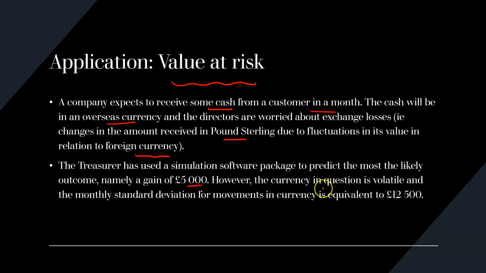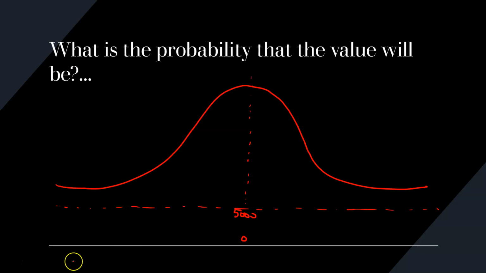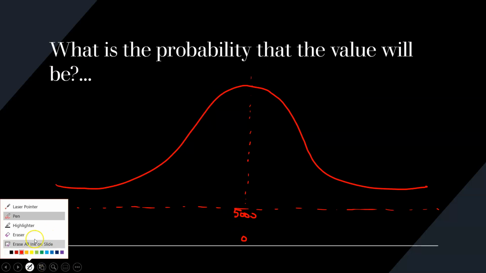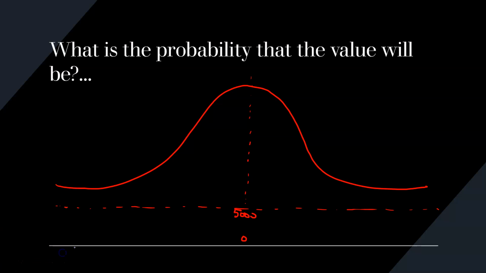The question then says, however, the currency is volatile and the monthly standard deviation is equivalent to 12,500. In simple English, this just means that this could fall 12,500 this way, to one standard deviation. So if it falls by one standard deviation, that's 5,000 minus 12,500. Are you happy about that? You can see here, if it falls by one whole standard deviation, I'm going to end up with a loss of 7,500.